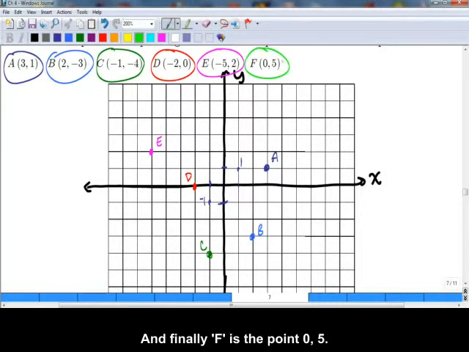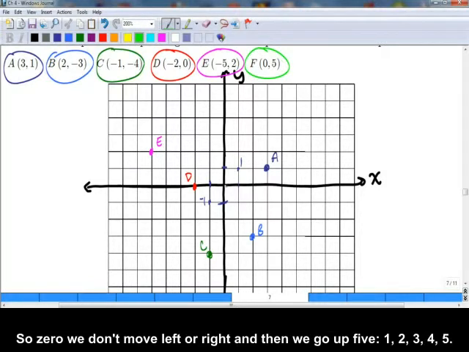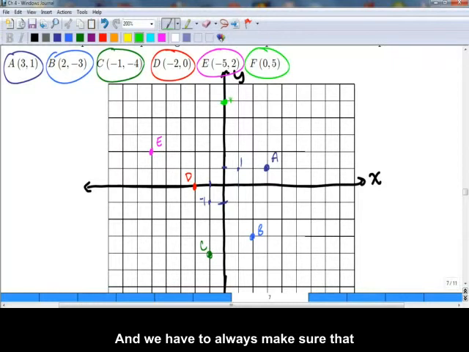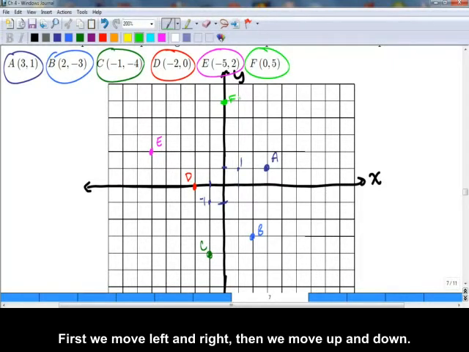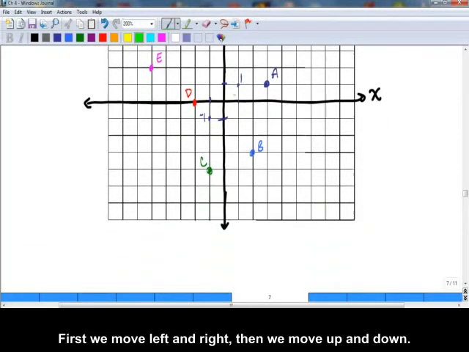And finally, F is the point (0, 5), so 0, we don't move left or right, and then we go up 5, 1, 2, 3, 4, 5. And we have to always make sure that we are careful to do these in the correct order. First we move left and right, then we move up and down.